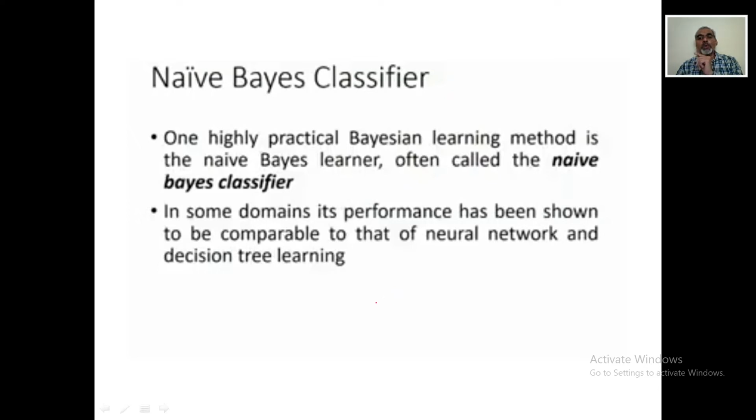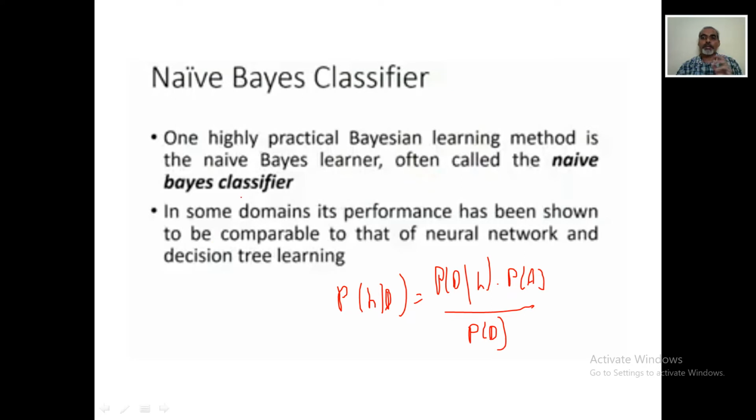Now we already know Bayes theorem, right? Bayes theorem, or it's also called naive Bayes theorem. So what does Bayes theorem say? Probability of H given D is equal to probability of D, that is our data sample, given H, multiplied with the probability of H, divided by probability of D. So this is Bayes theorem, which we have already discussed in our previous topic.